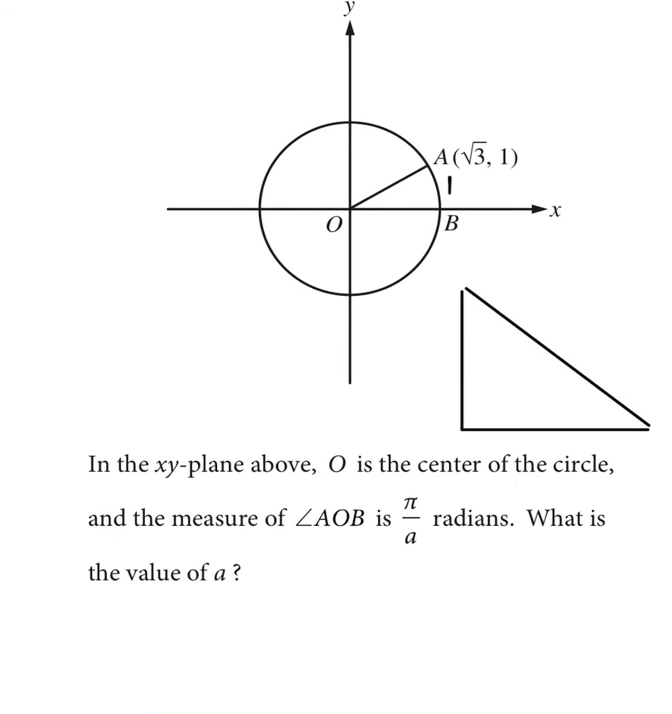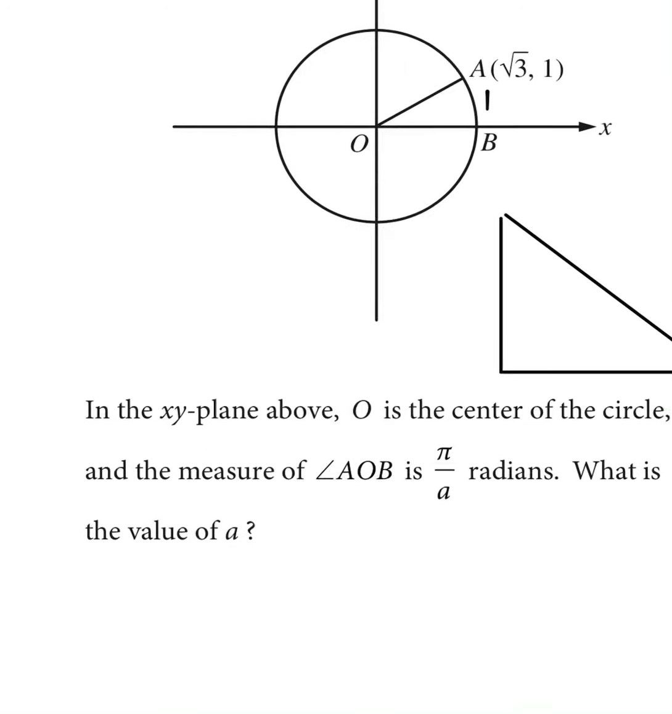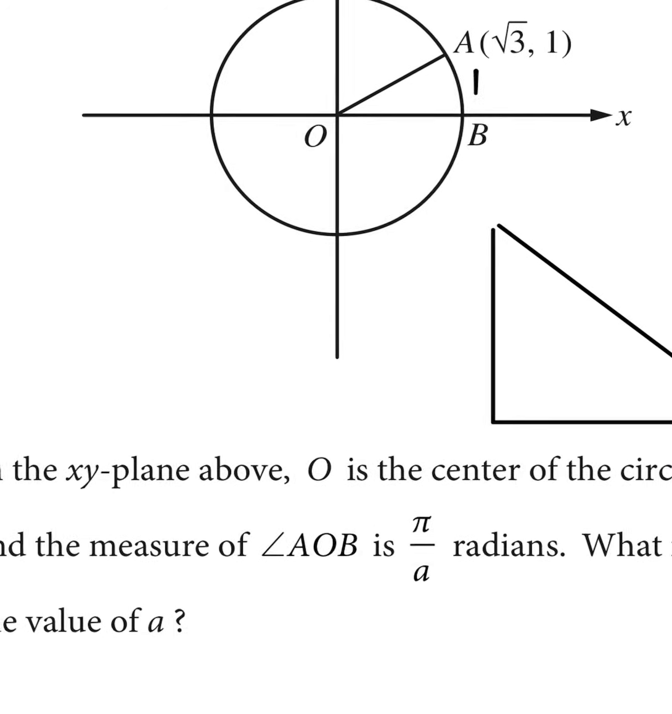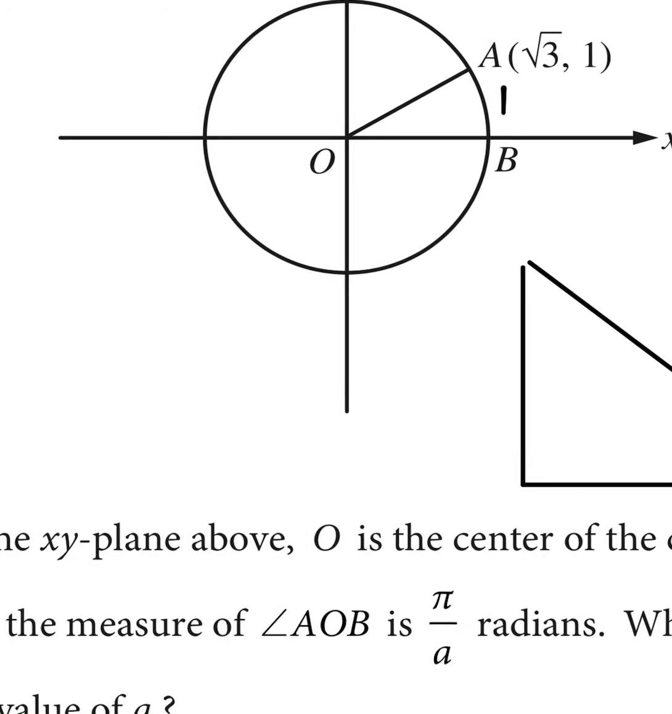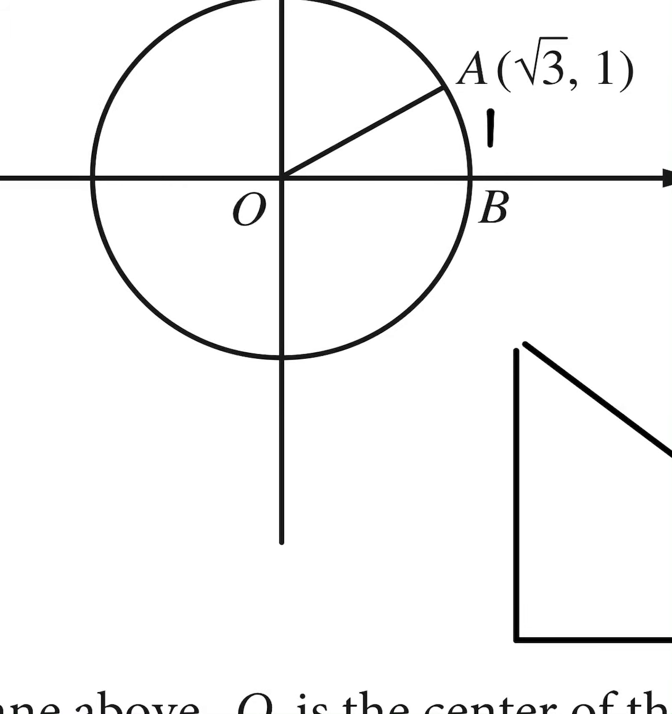And so if we look at the diagram and read this question, it says, in the xy-plane above, O is the center of the circle, and the measure of angle AOB is pi over a radians. What is the value of a? So to solve this problem, what you have to first do is use the information that they gave us to try to construct a way to solve this problem. They gave us that the measure of angle AOB is pi over a radians, which means that we're going to have to somehow figure out a way to get the measure of this angle.